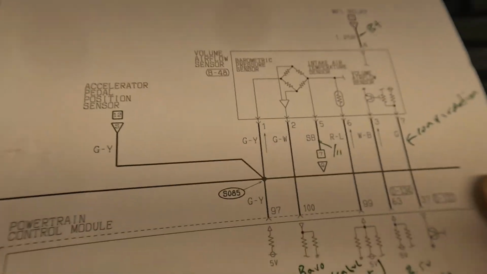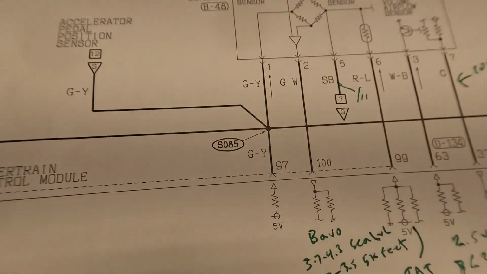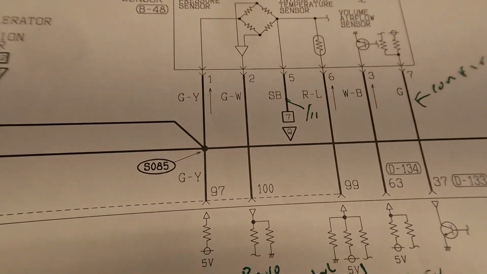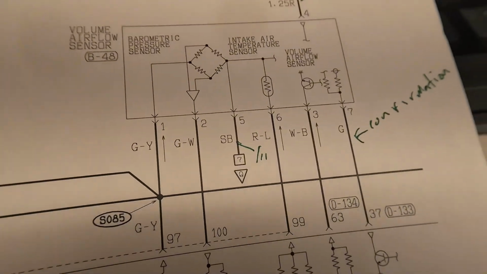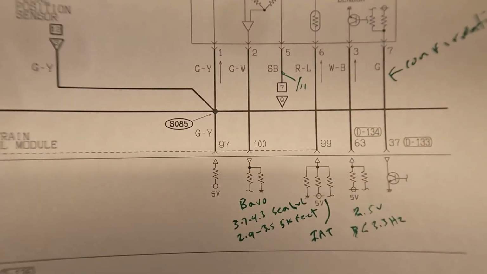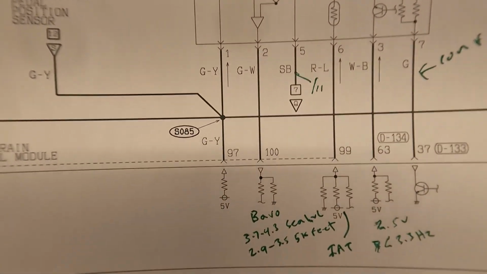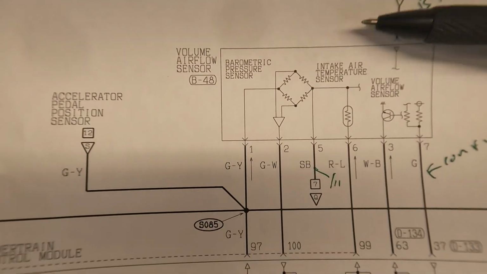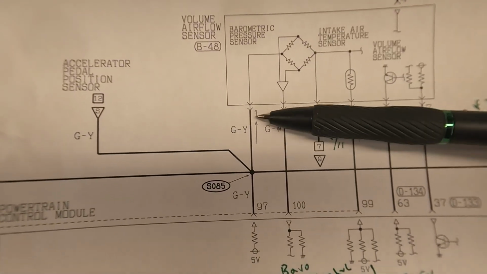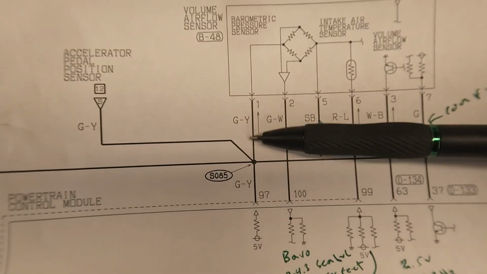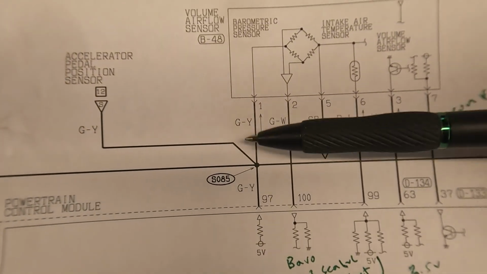Okay, so if we look at the wiring diagram, hang on, let me put a flashlight here so you can get better lighting. Okay, so that should be okay. So here's our mass airflow sensor. As you can see here, here's terminal number 1. Let's just go one terminal at a time, and then we'll go out there and check it with the voltmeter.